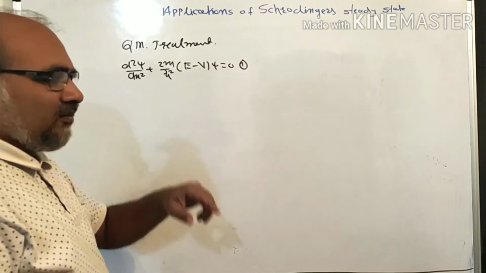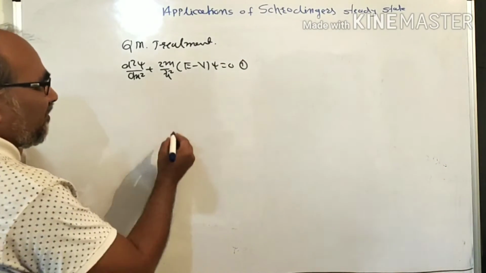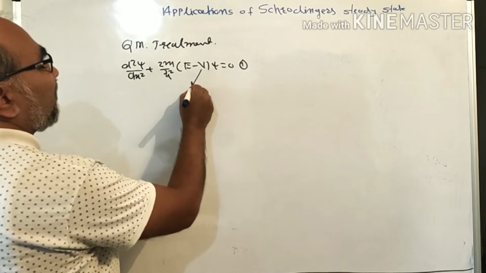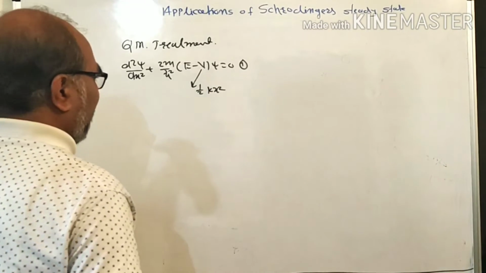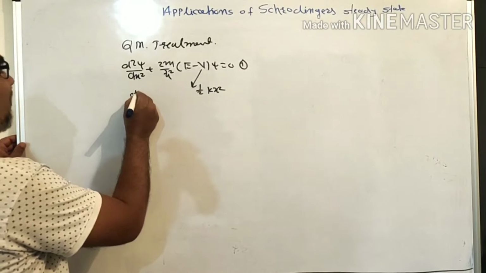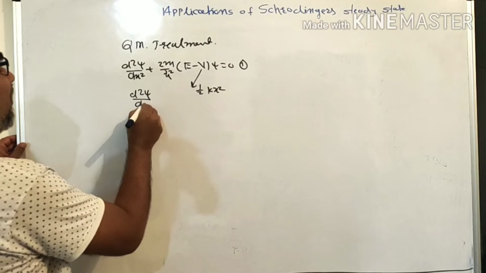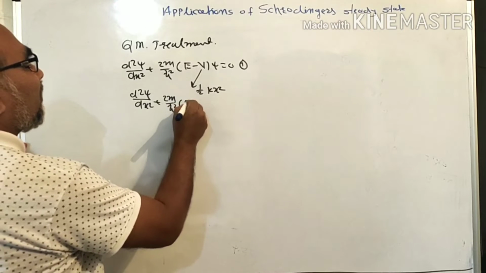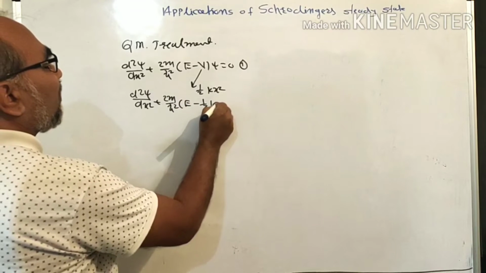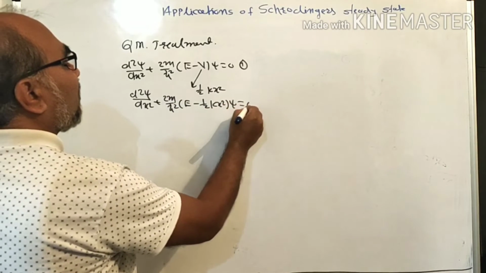Now the V for the one-dimensional harmonic oscillator is (1/2)kx², and therefore d²ψ/dx² + (2m/ħ²)(E − (1/2)kx²)ψ = 0.